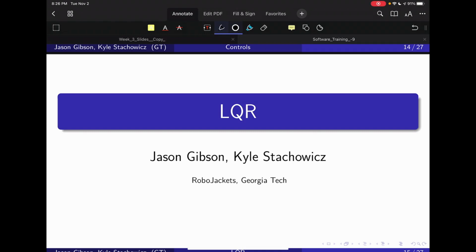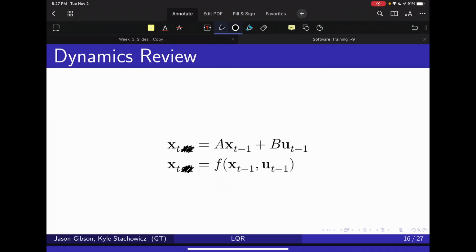Hello everyone, and today we're going to be talking about this thing called LQR, which stands for the Linear Quadratic Regulator. So in the last lecture we talked about PID and how PID is pretty useful when it comes to controls so that we can use that measurement from the system to change our controls. So what LQR does is take that to the next level. So let's review some dynamics.